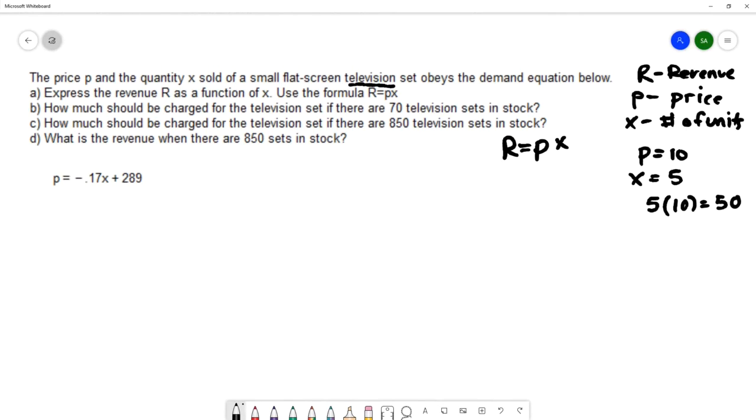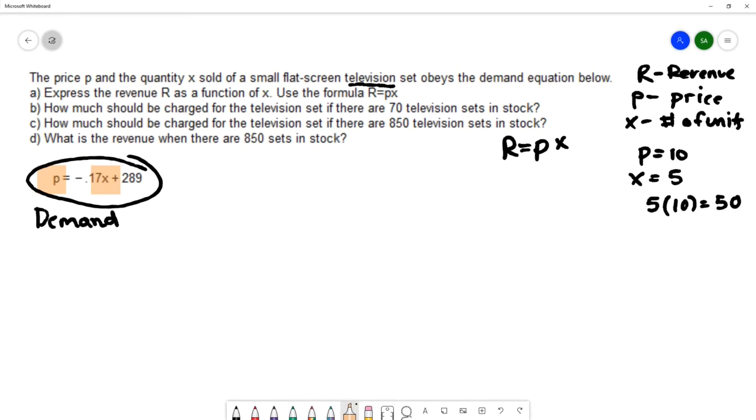So in the first part, it says express the revenue as a function of X and use the formula R equals PX. So I've kind of ignored this part down here. This is something called the demand equation. And it is P equals negative 0.17x plus 289. So this is an equation that has variables of x and p.